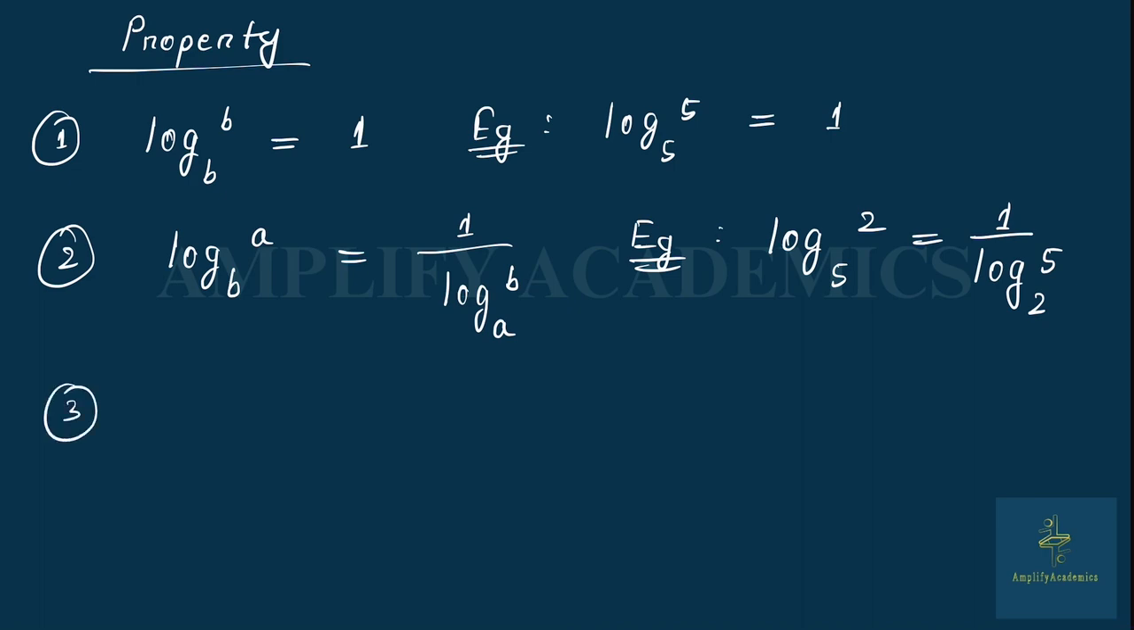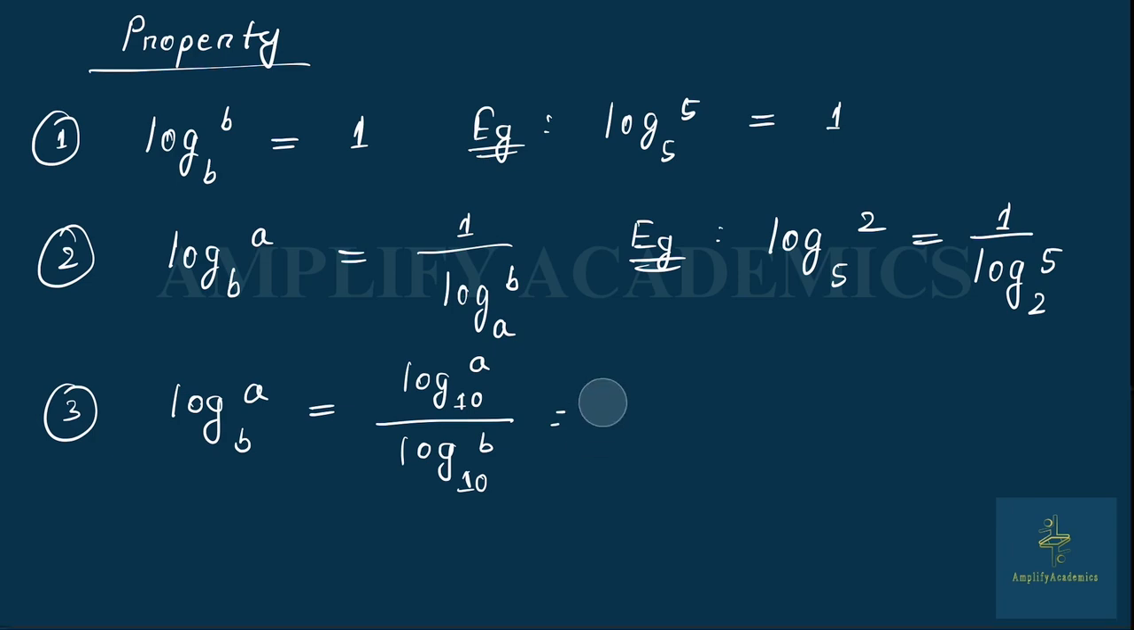Property 3. Let's say you have log base b and argument as a. You can also rewrite this as log base 10, argument a, over log base 10, argument b. You can also choose not to write base 10, because if you don't write the base, then it's by default log base 10. So this is basically it. Let's see an example for this.